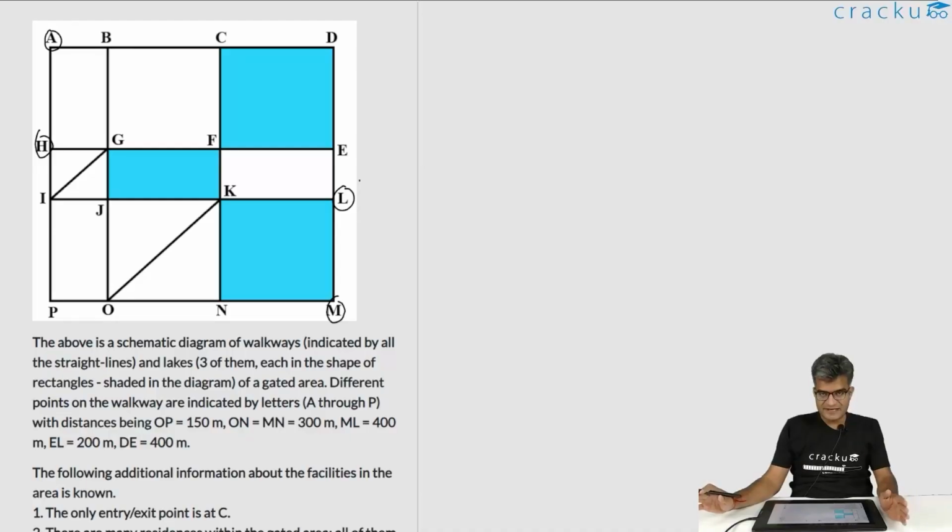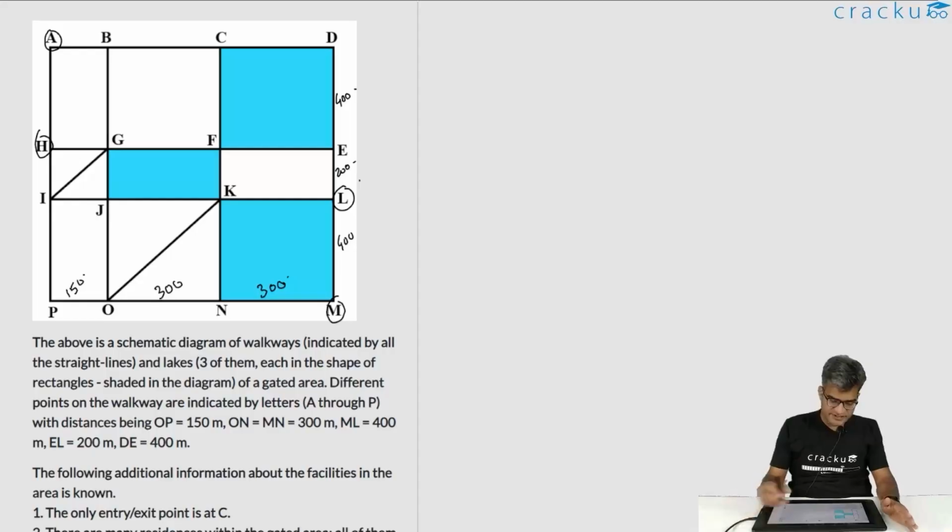We are also given the lengths of each of them. We are given that OP is 150. So this is 150. We are given that ON is equal to MN is equal to 300. So this is 300. This is 300. We are given that ML is 400. So this is 400. EL is 200. And DE is 400.